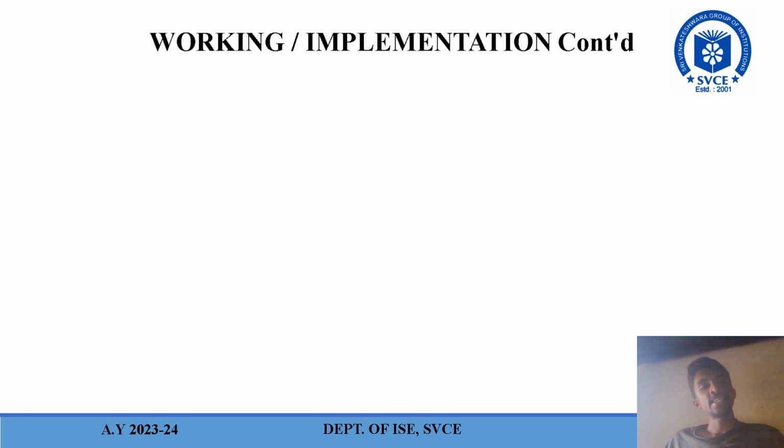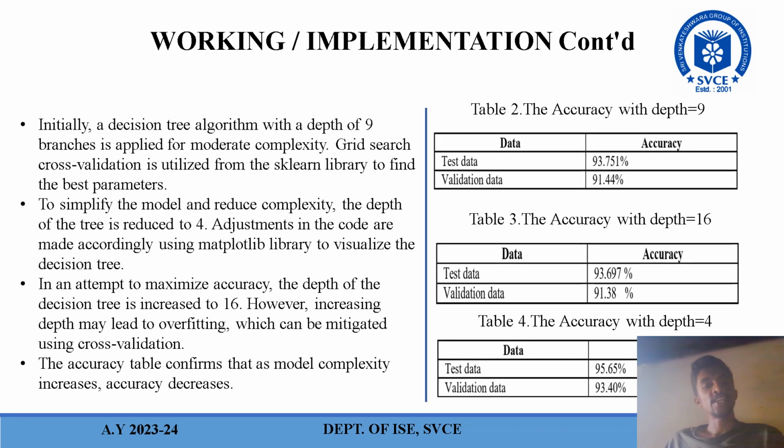Initially, a decision tree algorithm with a depth of 9 branches is applied for moderate complexity. Grid search cross validation is utilized from the sklearn library to find the best parameters. You can see here the accuracy with the depth 9. For test data, the result is 93.75%, which is the accuracy. And for the validation data set, it is 91.44%.